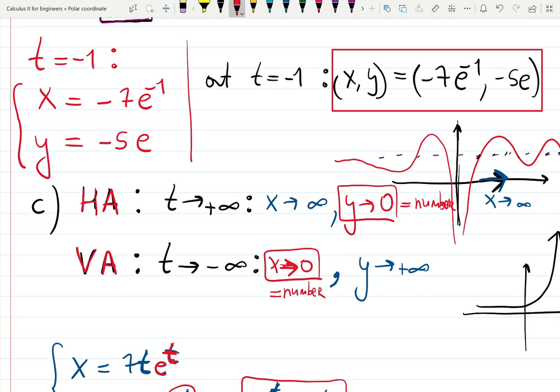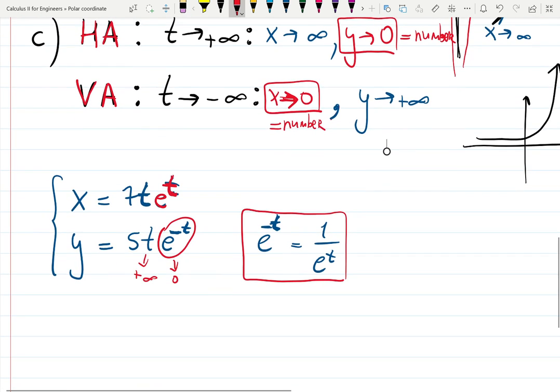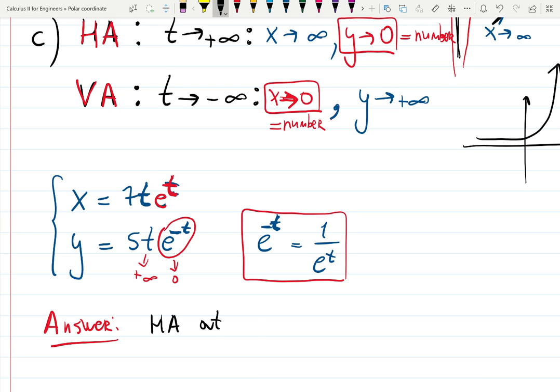So the answer is, let me write down the nice answer. We observed that there is horizontal asymptote at y equals 0 and vertical asymptote at x equals 0. Since vertical asymptote is vertical, that's about x location. Horizontal asymptote is horizontal, so it's about height, y location. And we completed the problem.